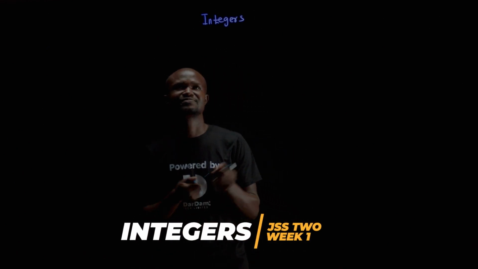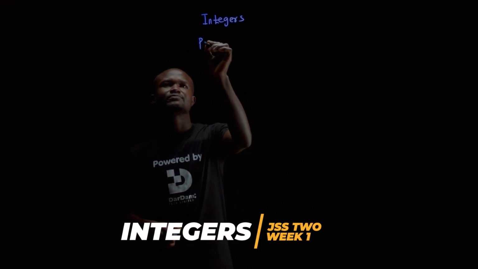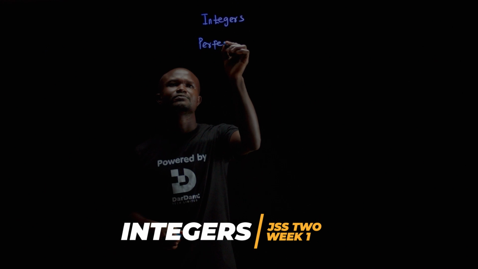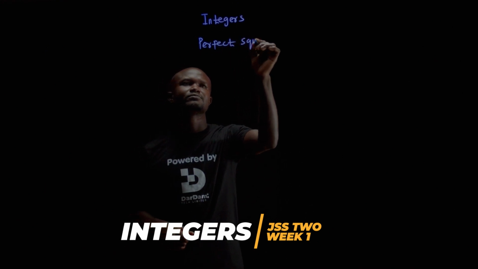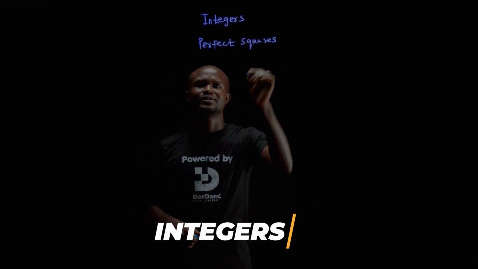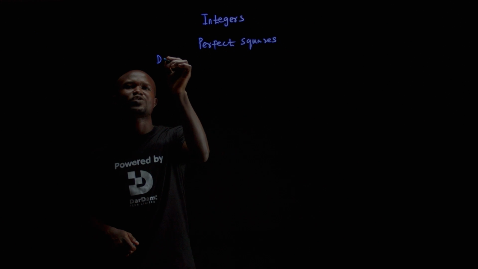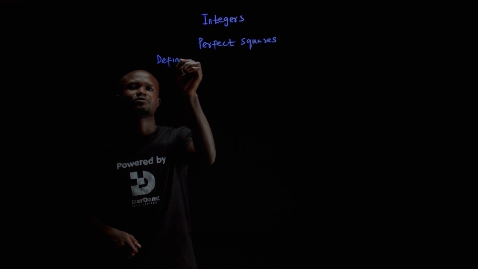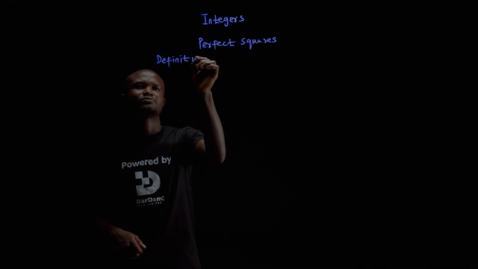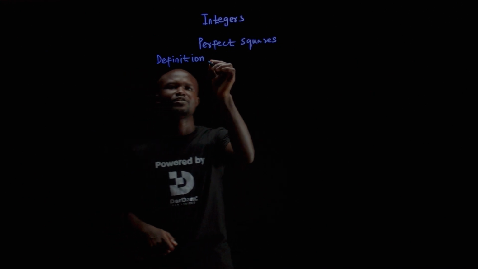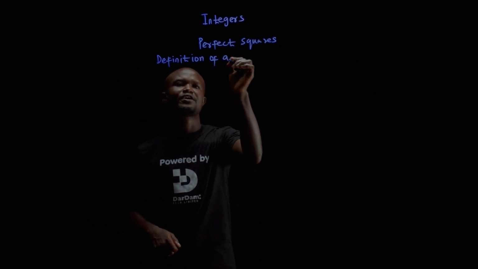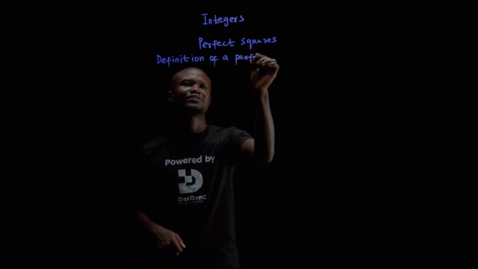Perfect squares. Definition of a perfect square number.